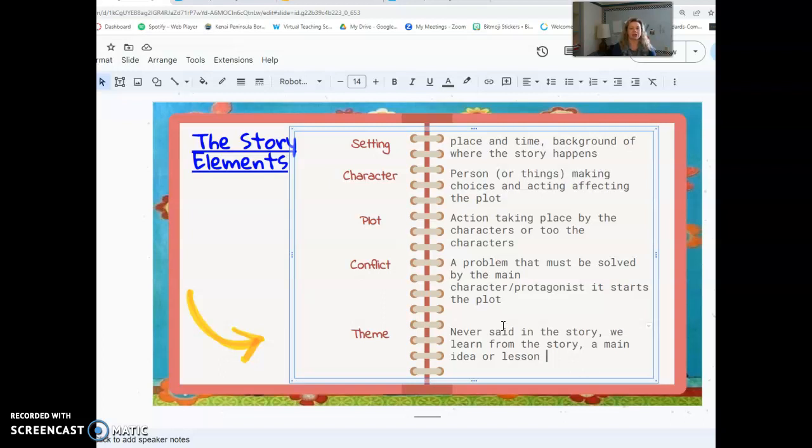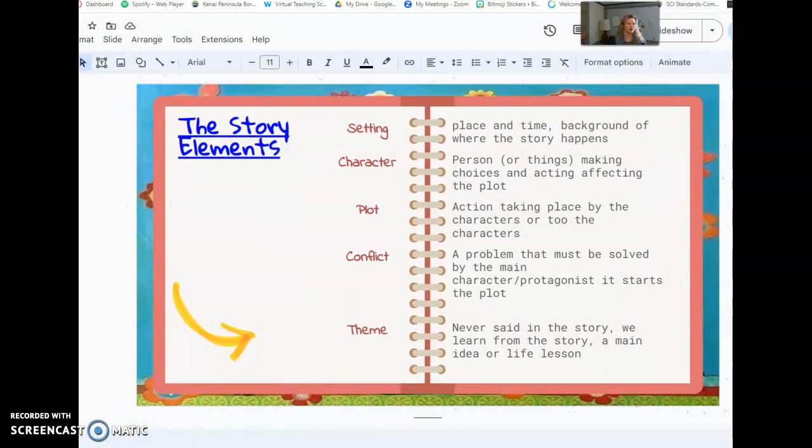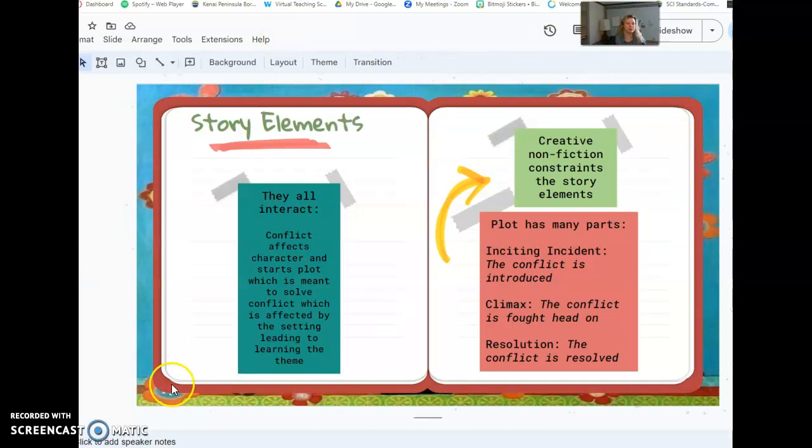In theme, we're talking bigger life lessons, like friendship is needed, or we need our family, rely on other people, fight for survival, never give up. Those types of things are theme. Okay, so these are the 5 story elements. If you haven't already taken notes on these, please pause. Okay, so now that you have all your notes taken for the story elements, let's talk about the 3 questions that are in your notebook.